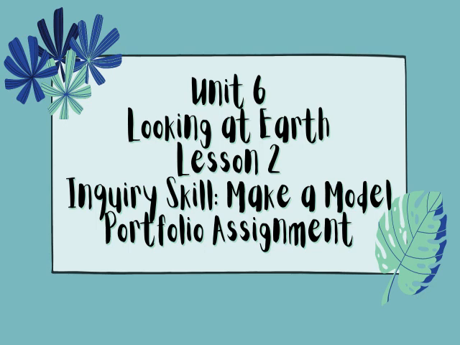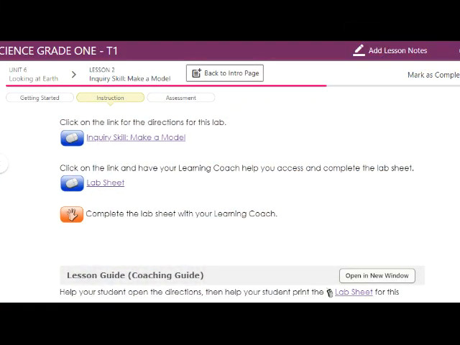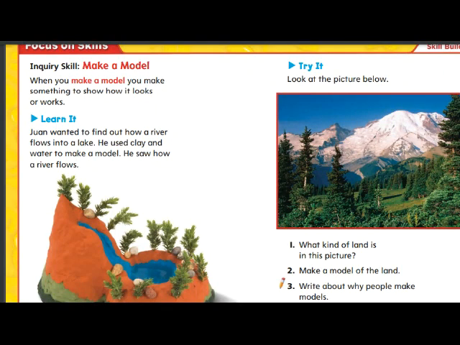Today I'm going over the Science Unit 6 Looking at Earth, Lesson 2, Inquiry Skill Make a Model Portfolio Assignment. For this assignment, you'll be completing a worksheet and you'll also be making a really cool model. So let's look at your lesson together to see how you should begin your portfolio assignment. On the second page of your lesson, you can see there's a link that has some directions. There's also a lab sheet that you'll need to print out and complete in your own handwriting. Let's look at those directions together first.